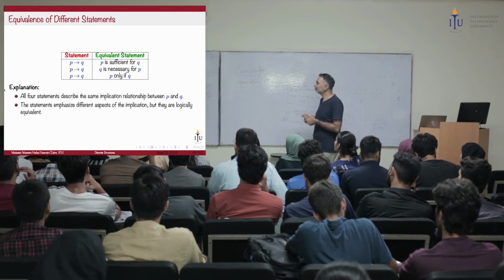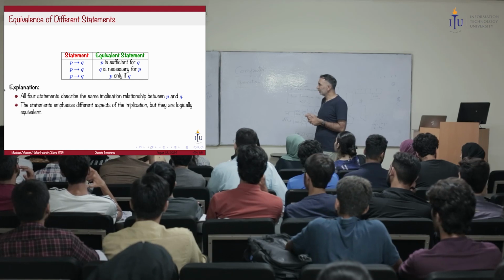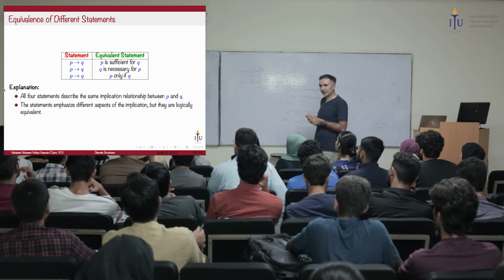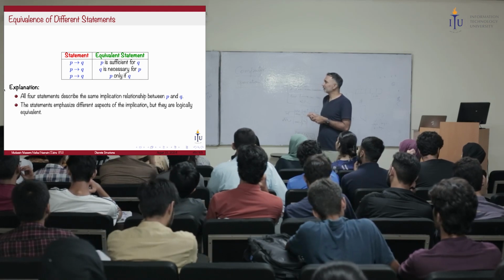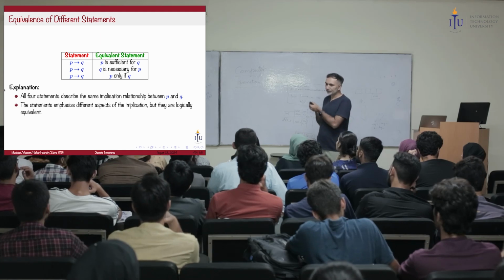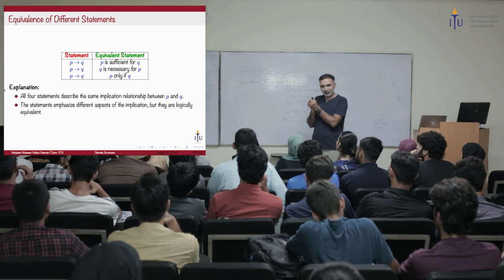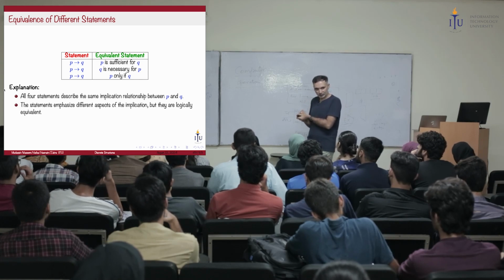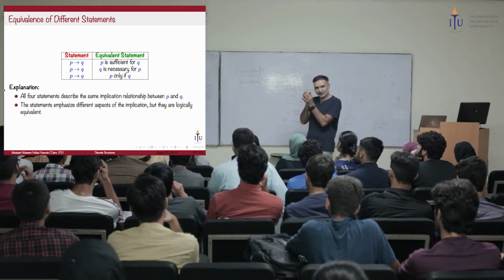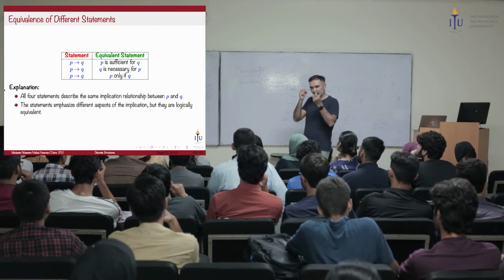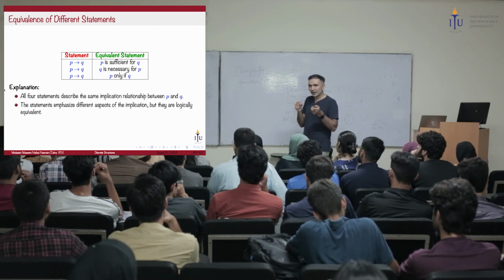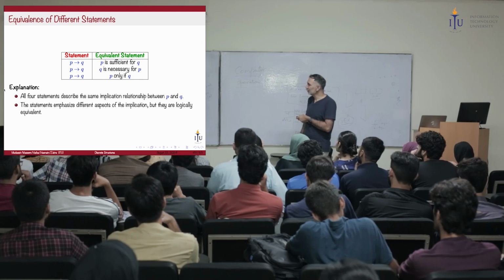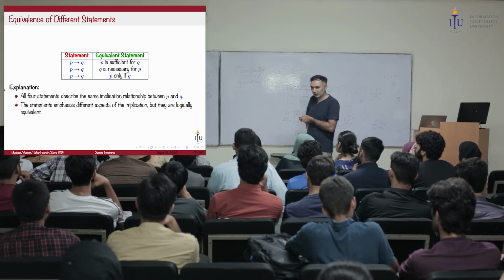Okay? The second part is Q is necessary for P. What does that mean? That means that if P happens, then Q will necessarily happen too. Okay? So Q is kind of a necessity. It cannot be that P is true and Q is not true. Okay? Q is necessarily true when P is true. Okay?